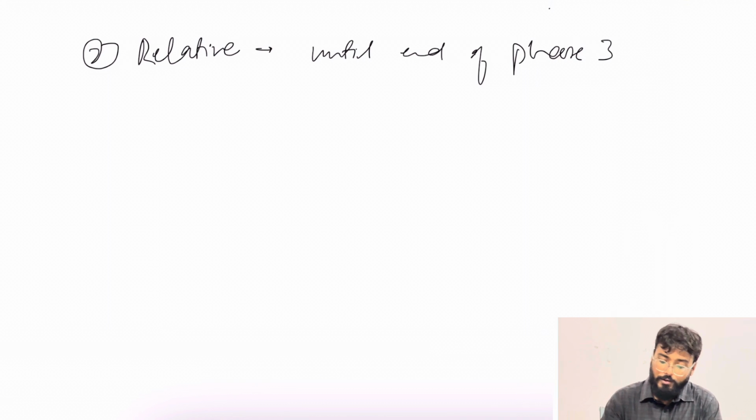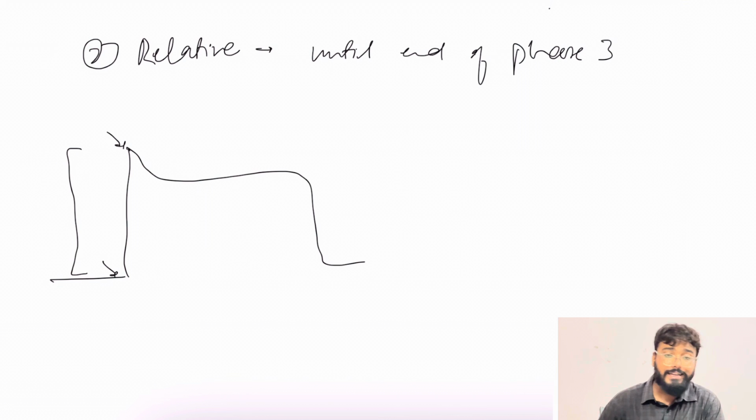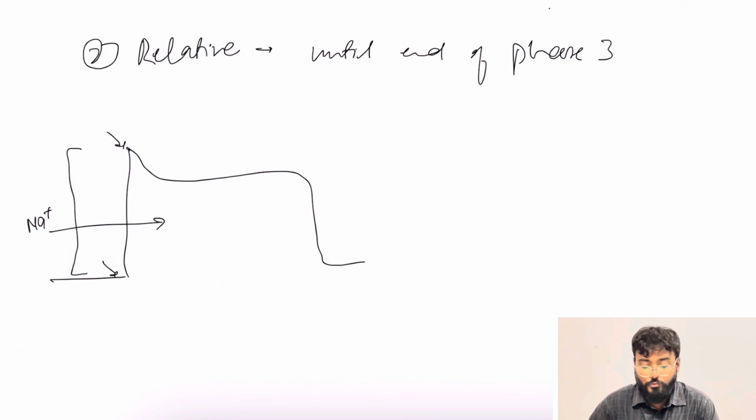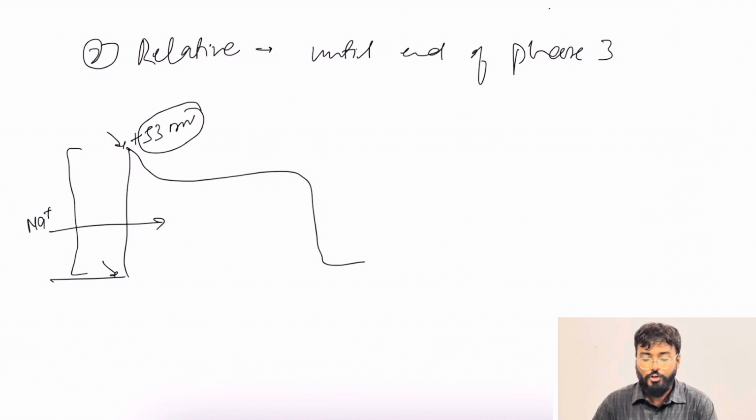That is, from here until here, in this period your sodium channel is open and there is continuous influx of sodium ions, and any stimulus cannot alter its functioning during this period. It will be closed only when it reaches its equilibrium potential, that is plus 53 millivolts. So there is no way that this sodium channel can be opened again, because it's already open. You cannot open something which is already open. So this is absolute refractory period.